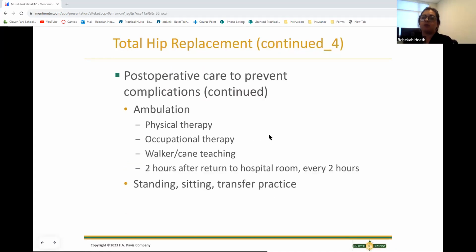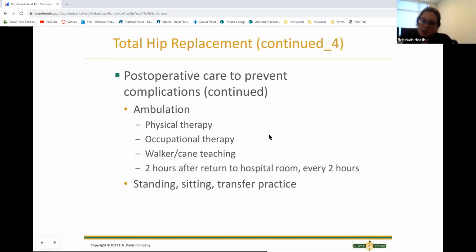So how do we get them to prevent some of these complications? Well, I think ambulation is one of the best ways. We want them up and we want them moving. So especially with our total joints, they're going to have physical therapy and occupational therapy working with them, making sure they know the proper ways to get up and move.